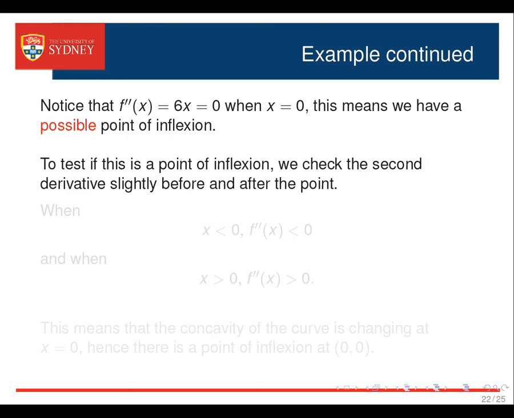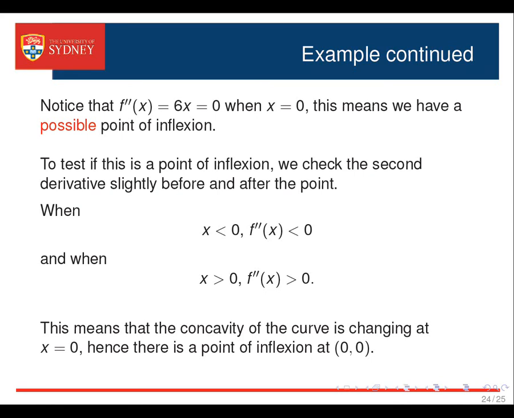To test if it is a point of inflection, we check the second derivative to the left and right of that point. Here, if x is less than 0, it is easy to see the second derivative will be negative. If x is greater than 0, then clearly the second derivative is positive. So this means that concavity changes at x equals 0. So there is a point of inflection at the origin.